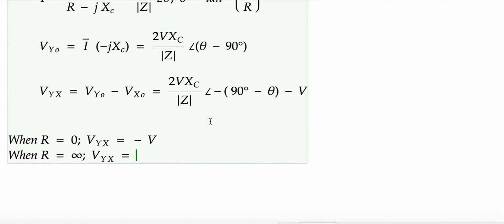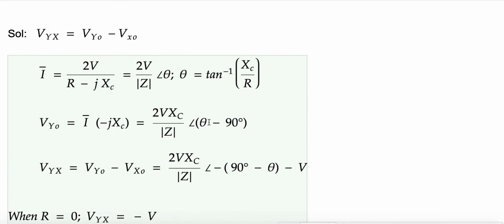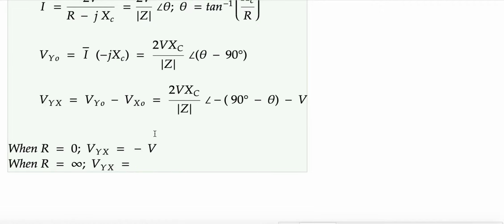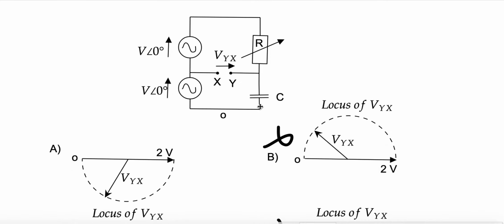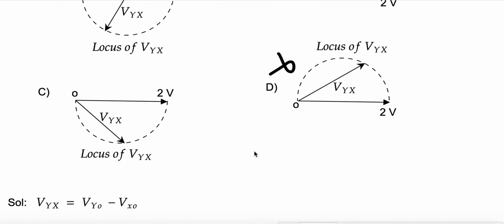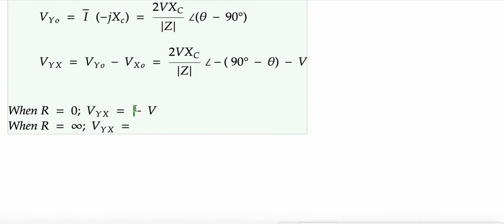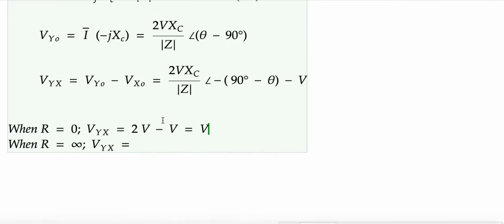Oh, wait a minute. Vyx is 0. Is it Vyx or... I'm confusing myself? No. Then what is the problem here when R is 0? Like I told earlier, when R is 0, Vyo is 2V, 2V minus V. Sorry, Vyo is 2V, Vxy is V. So this is V.